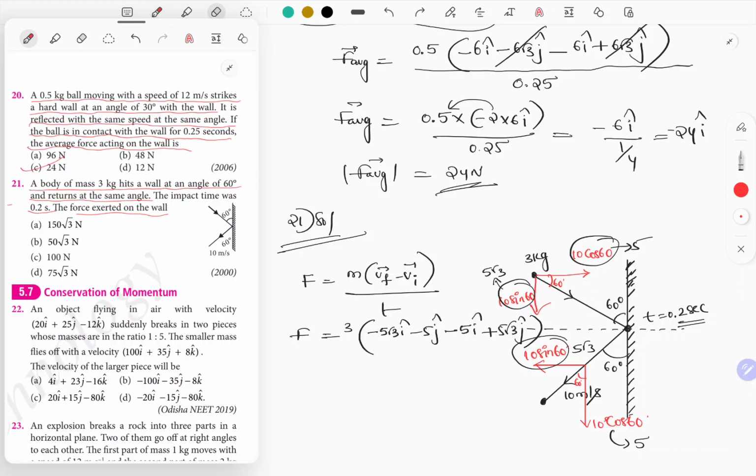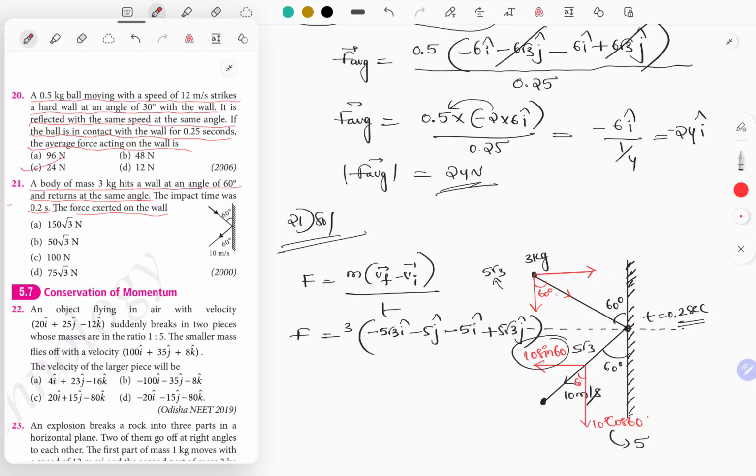angle here. So let me revise this. This is not the 60 degrees angle. This is not the opposite angle. Let me replace it. It is represented here as, it is divided into horizontal component and vertical component. So this is going to be the angle, the opposite angle.